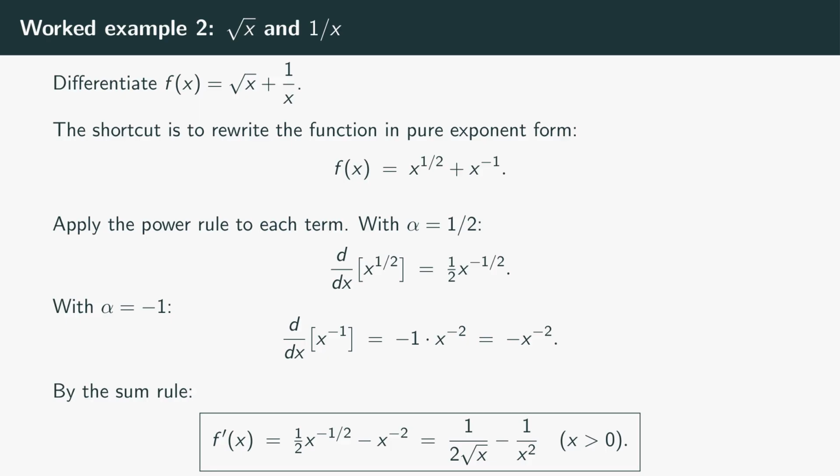If you want the answer back in the language of the original problem, 1 over 2 times the square root of x minus 1 over x squared. Compare that to last episode, where we spent an entire slide rationalizing the numerator to compute the derivative of square root of x from the definition. The shortcut got us the same answer in 2 lines. That's the whole point of the rules.